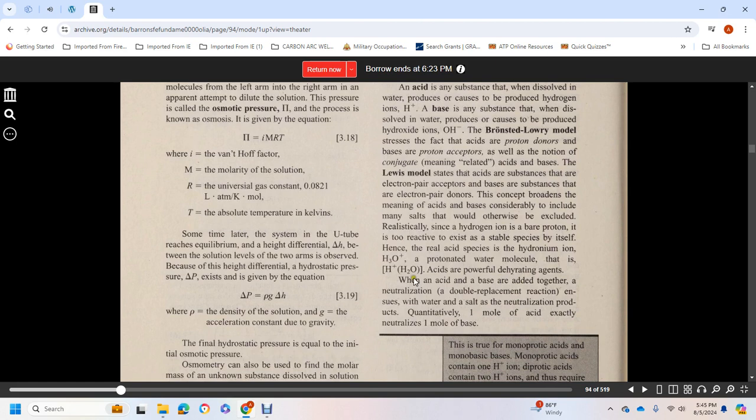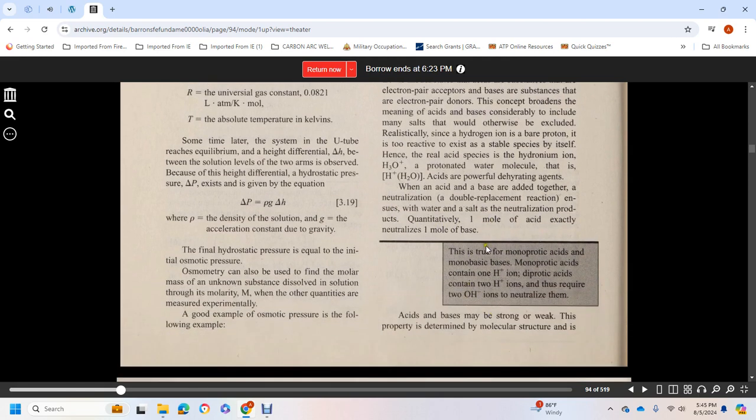When an acid and a base are added together, a neutralization, or double replacement reaction, ensues, producing water and a salt. It is not a redox reaction. Quantitatively, 1 mole of acid exactly neutralizes 1 mole of base. In truth, monoprotic acids contain one positive hydrogen, diprotic acids contain 2 positive hydrogen ions, and thus require the corresponding hydroxide ions to neutralize themselves. Acids and bases may be strong or weak.